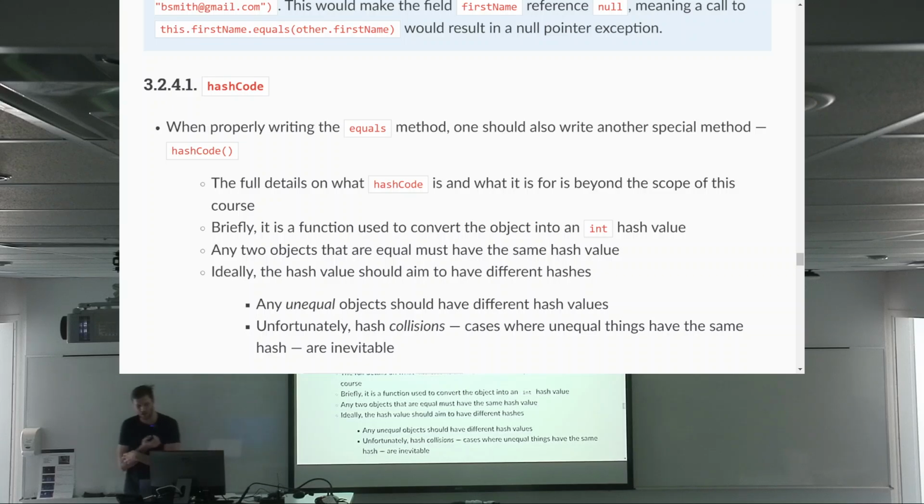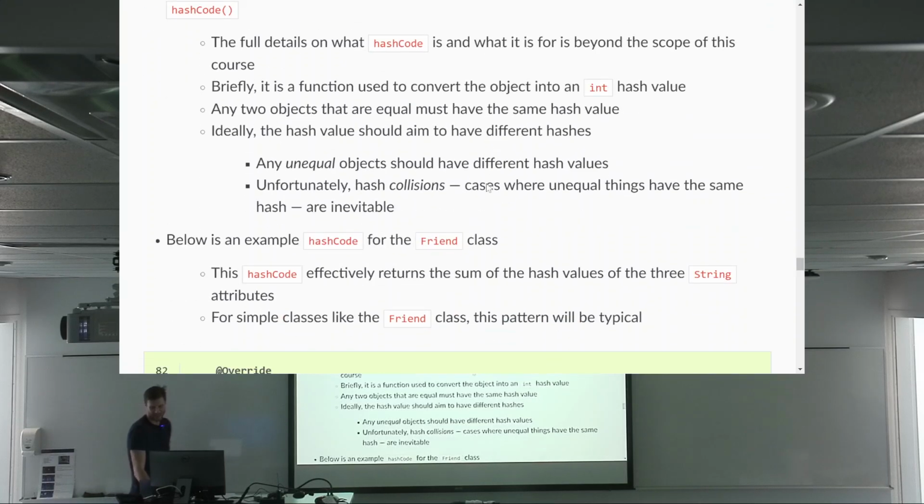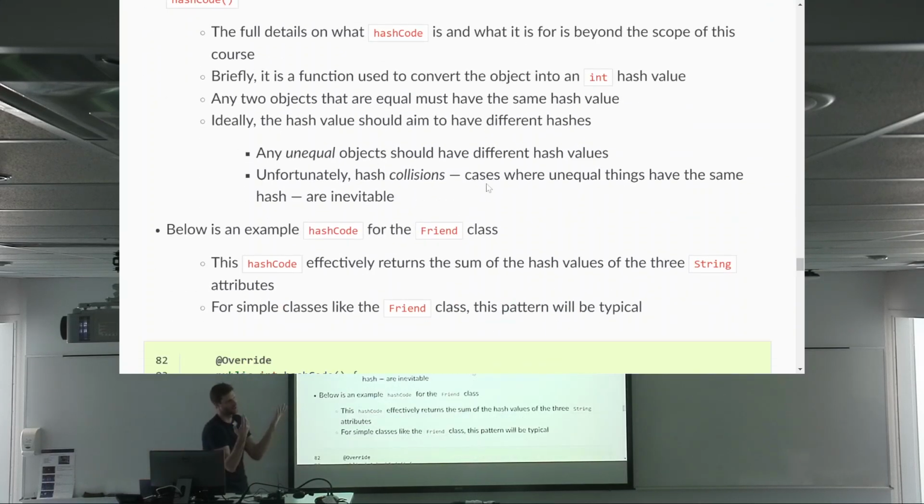Briefly, it's a function to convert the object into some special integer hash value. Any two objects that are equal must have the same hash value, but ideally, the hash value should aim to be different if they're unequal. Any unequal objects should have different hash values, but unfortunately, there's something called a hash collision. Cases where unequal things have the same hashes are inevitable. You're stuck with it. It's the reality of our universe.